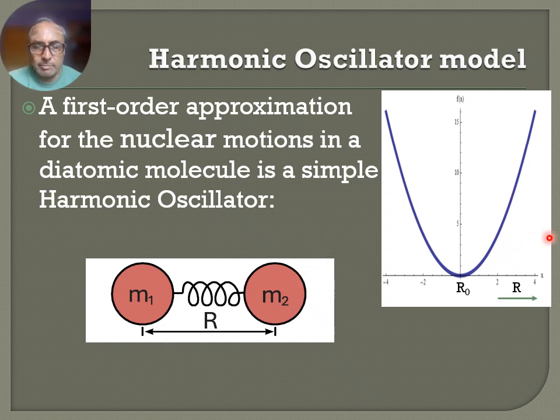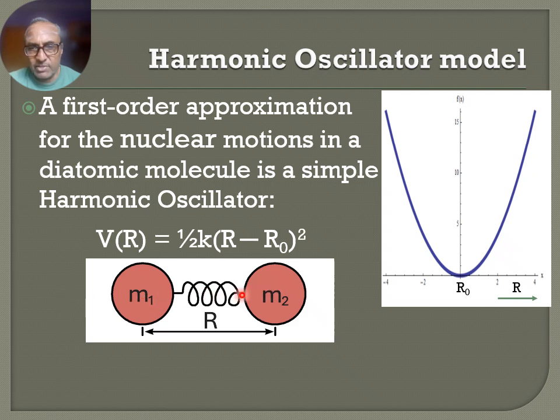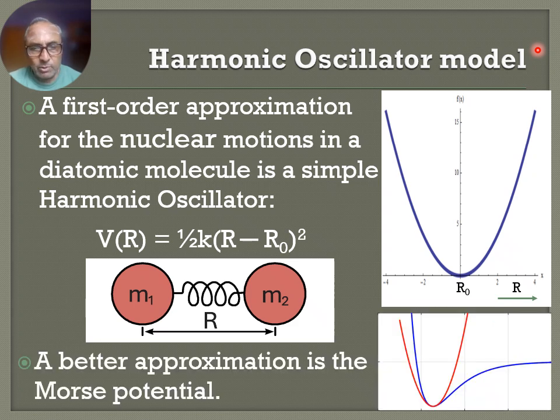The potential energy is given by this parabolic potential with the equation V(r) equals half k times (r minus r0) whole squared, k being the force constant, where r is the internuclear separation and r0 is the equilibrium internuclear separation. A better approximation, of course, would be the Morse potential.